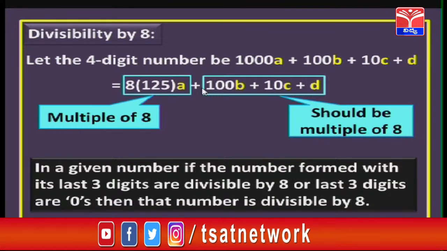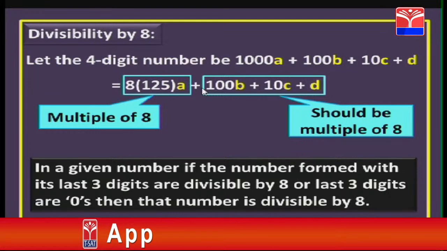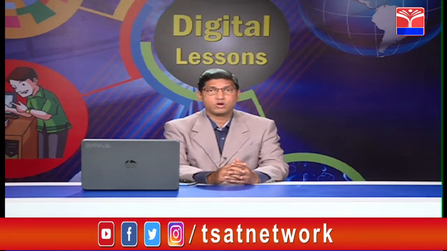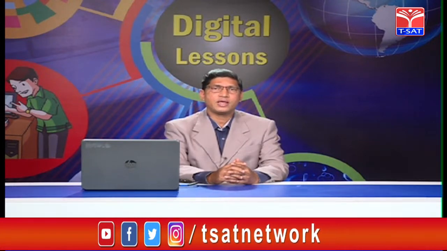So I conclude that in a given number, if the number formed with its last 3 digits is divisible by 8, or the last 3 digits are simply zeros, then that number is divisible by 8. Now let us apply these concepts in solving a few examples.